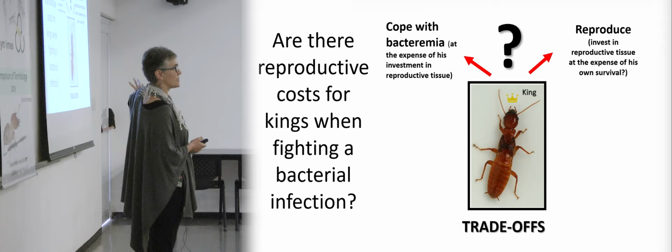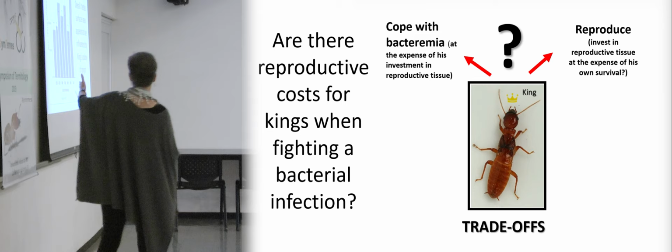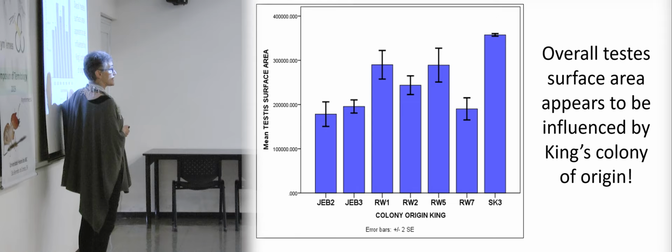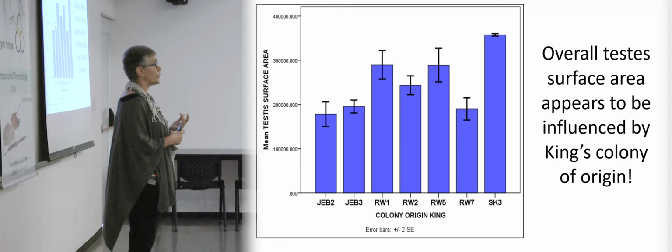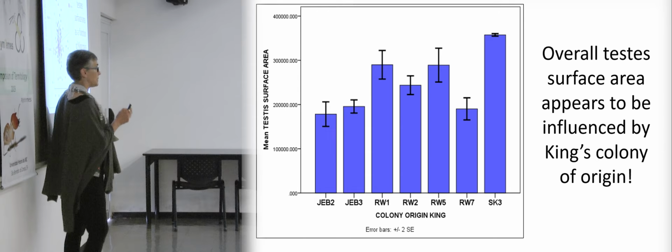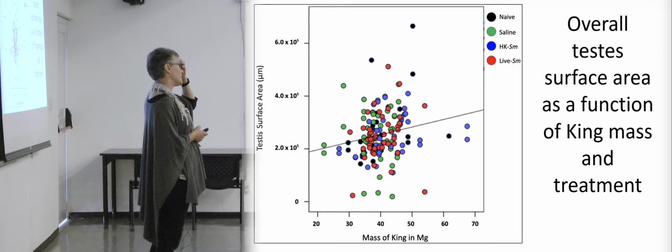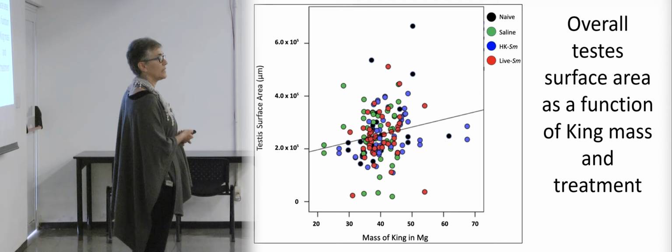But this is also to show you we need to think about colony of origin of the males. These are different colonies from where the males came, as a function of surface area of the testes. And you can already see that colony of origin needs to be taken into consideration. Also the mass of the king may be important. So we cannot just run maternal treatment without controlling for the effects of all these other things. And we're in the process of analyzing and obviously collecting many more testes, but that's basically the idea of what we're doing now. So I'm gonna go fast.